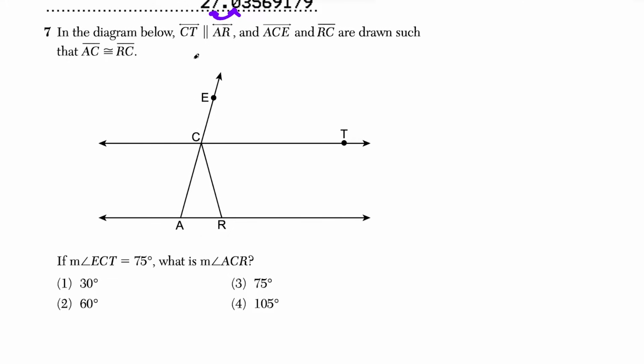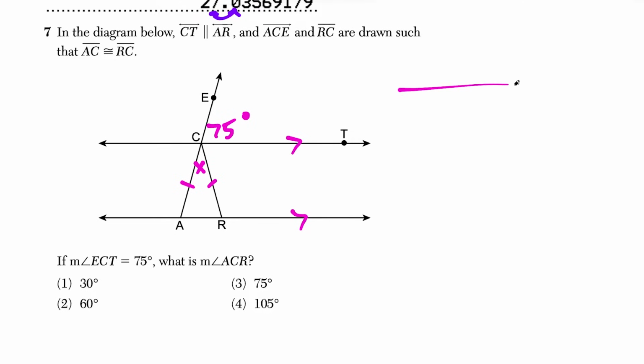So let's use all this information now. We could say these two lines here are parallel, and we have AC is congruent to RC, and we're told the measure of angle ECT is equal to 75 degrees. And we want to know what is the measure of angle ACR. So I'll just put an X over here. Well, this triangle on the inside is isosceles, so I could say that these two angles at the bottom here are going to be congruent.